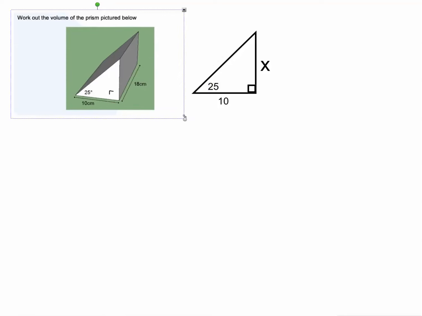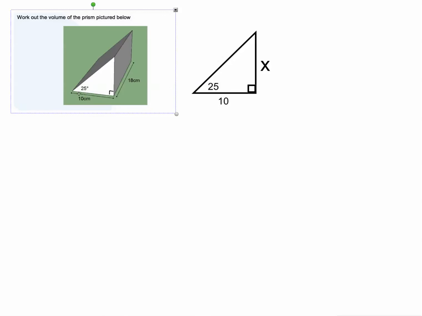Well, if we look carefully at the picture, we can see that we have the base and we have the length, but we don't have this perpendicular height here, which is what we'd need to work out the area of this triangle, the cross section, which we could then multiply by the length. So we're going to need a little trigonometry to make any progress with this.